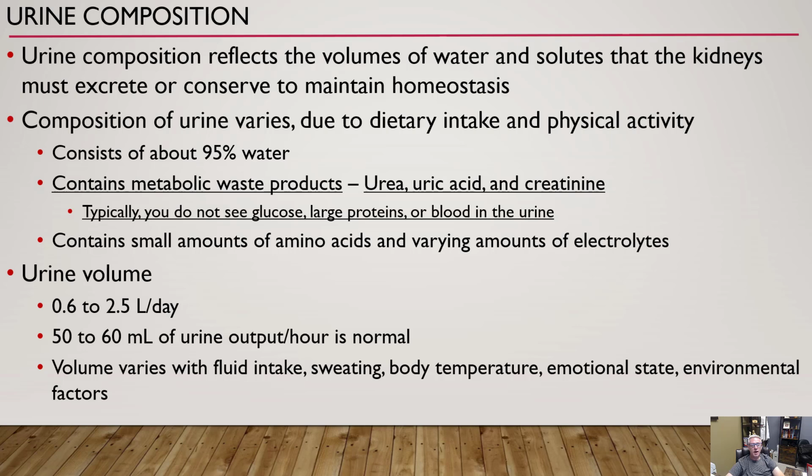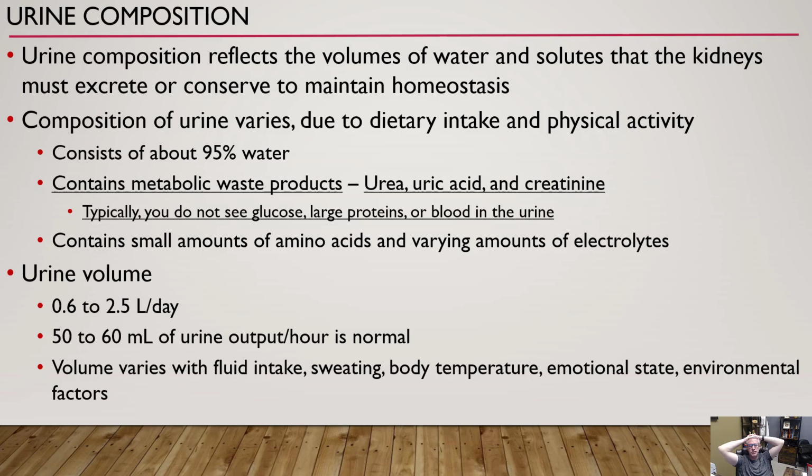All right, so urine composition is going to reflect the volume of water and solutes that the kidney must excrete or conserve to maintain homeostasis. Urine composition is going to vary depending on your dietary intake or your physical activity. Obviously, if you drink 1 cup of water a day, you're not going to pee that much. If you drink 47 cups of water a day, you're going to pee a lot. Those are extreme examples. But your urine is basically 95% water.